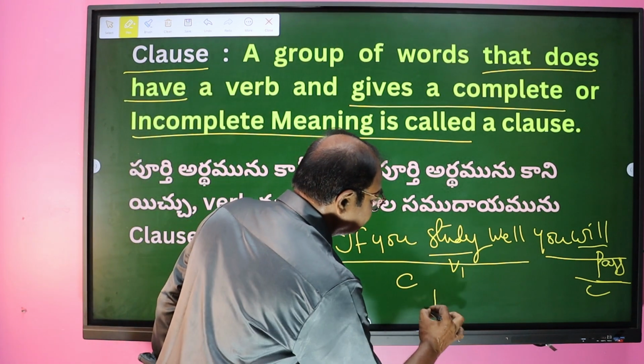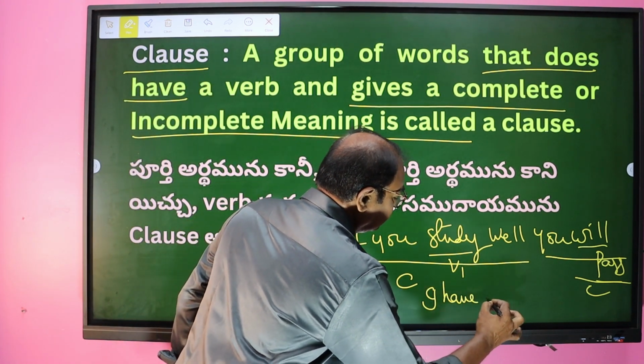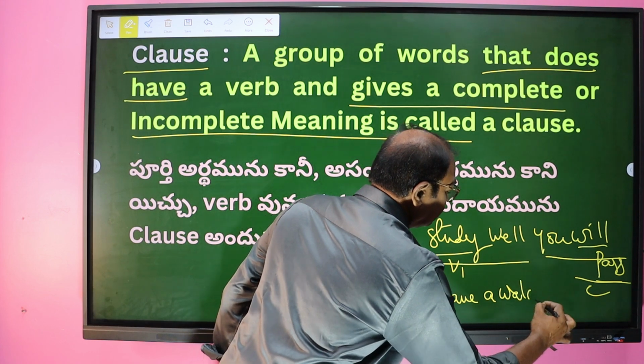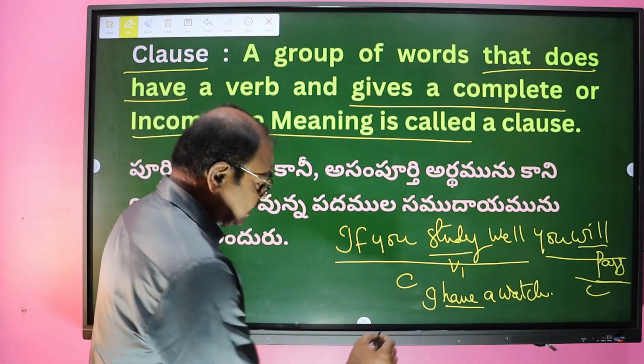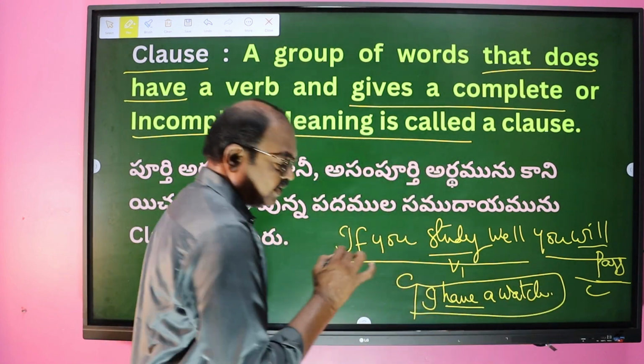I have a watch. I have a watch. See here, this is the verb. That's why it is a clause.